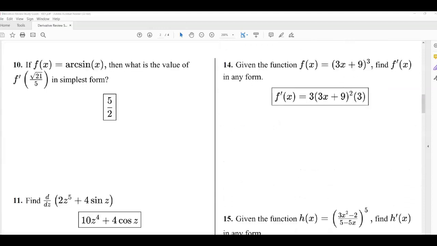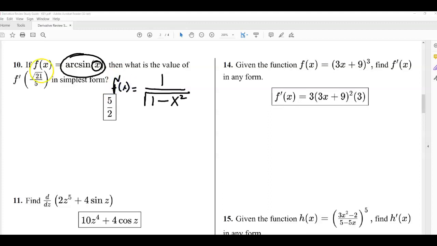Moving along. All right, so this is a derivative of an arc-trig function. Now, we learned 6 arc-trig functions. You have to have them memorized unless you want to put them down in your notes and use your notes on your exam. But the derivative of arc sine is going to always look like this. 1 over the square root of 1 minus whatever's on the inside squared. Okay, so that's the derivative of an arc sine function.